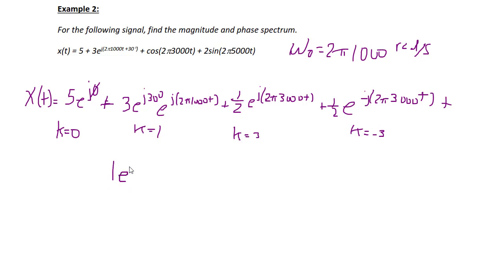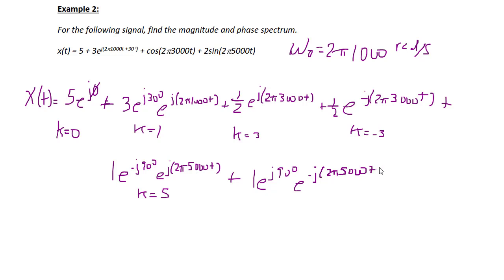1 e to the negative j 90 degrees e to the j 2 pi 5000 t. This is our term at k is equal to 5. And our last one is 1 e to the j 90 degrees e to the negative j 2 pi 5000 t. And this is our term at k equals -5.